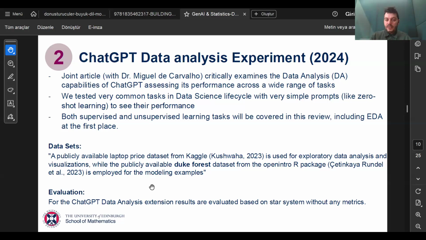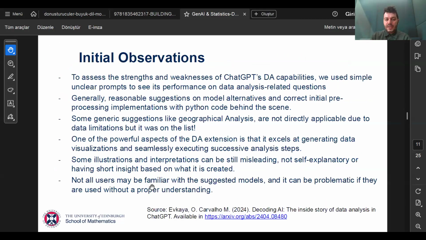And nowadays, we are trying to look at the other direction as well. Considering the initial observations, I would say the general suggestions are really good enough to start with. You can see some very good pre-processing suggestions, or even the modeling suggestions, without asking a very specific prompt or query. Even if one of the powerful aspects of the data analysis extension of GPT is excelling at generating data visualization and executing the successive analysis, for some visualizations and the related interpretations, it might still be incorrect and misleading, as Jen mentioned previously.